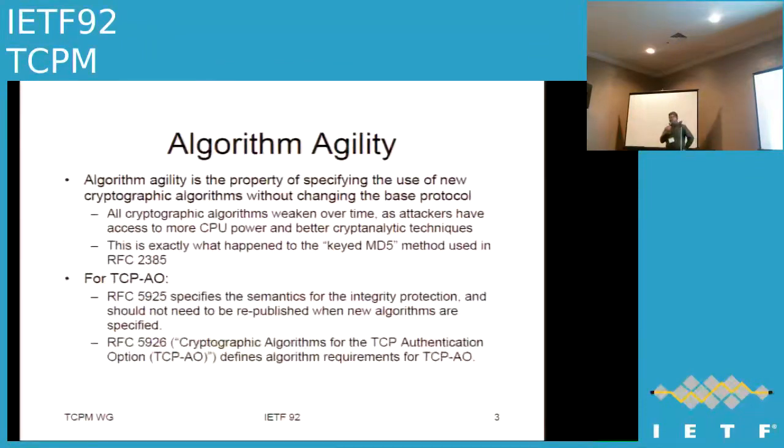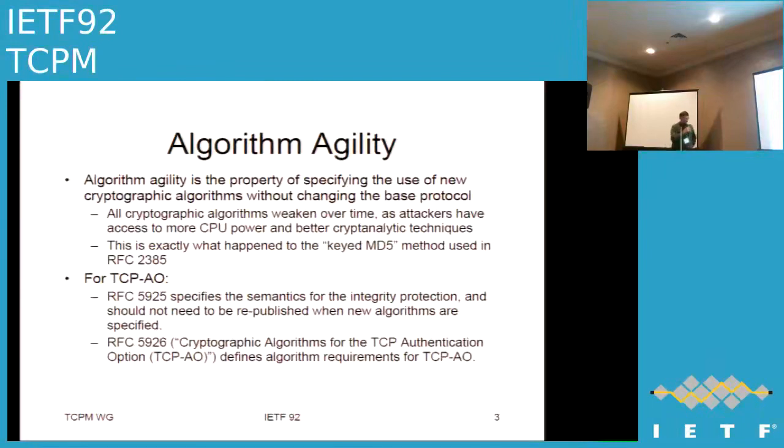So one of the things that TCP/AO did, which was really valuable, was add algorithm agility. And algorithm agility is basically just the idea that when you specify a protocol, you leave some room to replace the algorithms in it or augment the algorithms in it when you need to. And that is because, as I was mentioning, over time, we find that the algorithms that we're currently using are no longer sufficient. Attackers have more CPU and they can bang away at things, or they develop additional cryptanalysis techniques. And this is just very normal, and of course this is what happened with 2385.